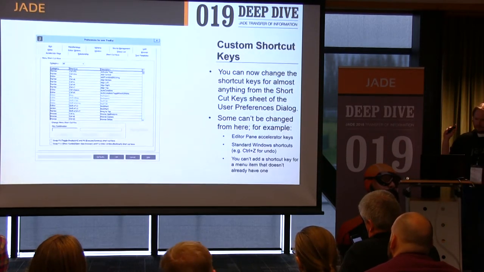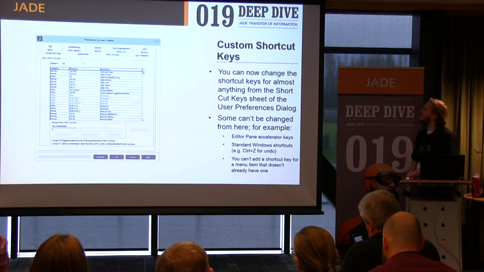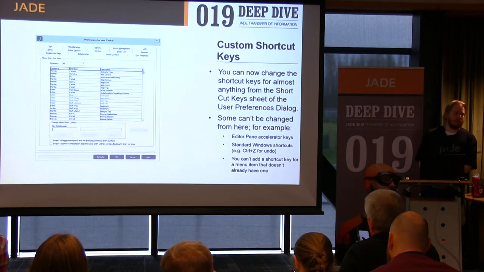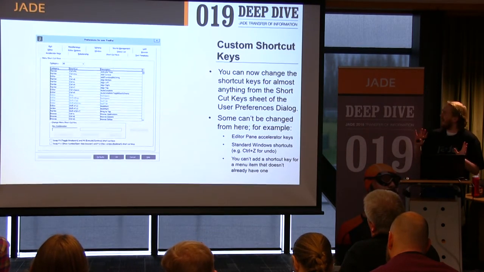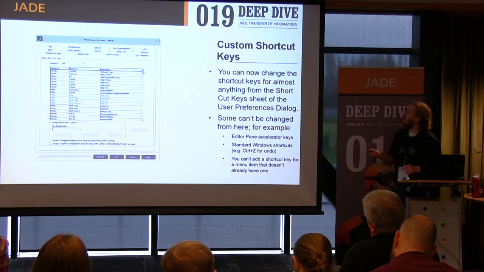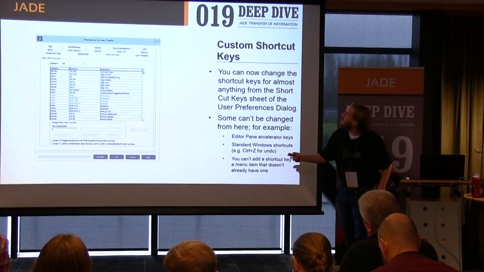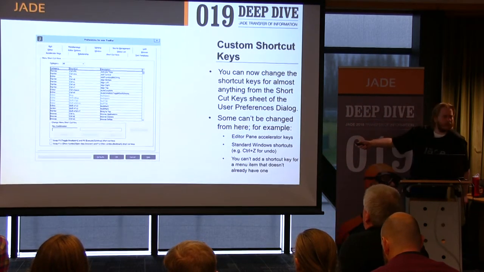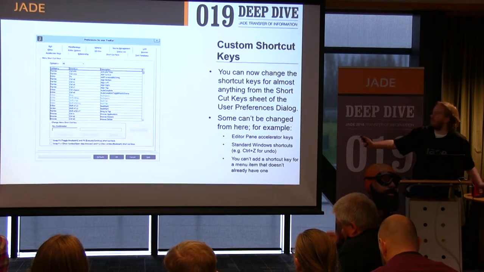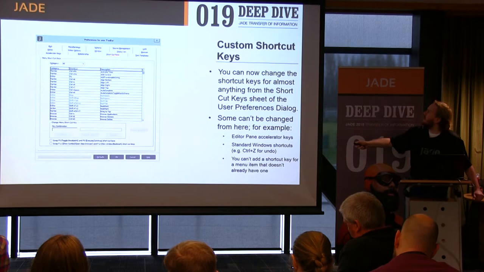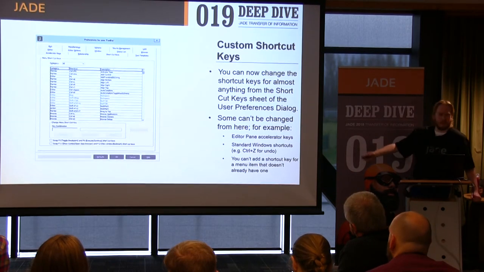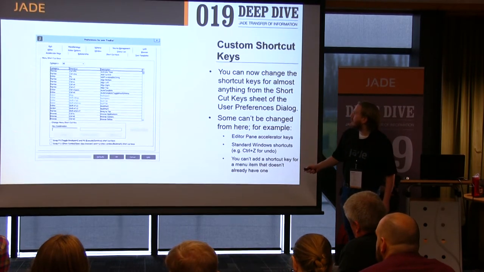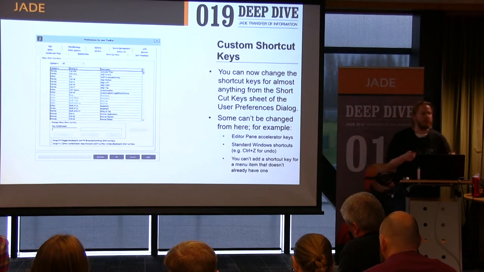Now, next one along is custom shortcut keys. Essentially, anything that's a keyboard shortcut, you can now customize to whatever keyboard shortcut you like. There's only a couple of limitations. On the shortcut keys sheet, that's where we're looking. There's actually a new sheet. We've got a new sheet here, shortcut keys. It's got a list of all of the keyboard shortcuts for everything you could possibly want to do. And you can just click on any of these and put in a new key combination and change the shortcut.